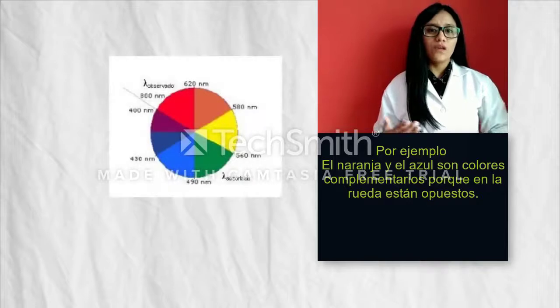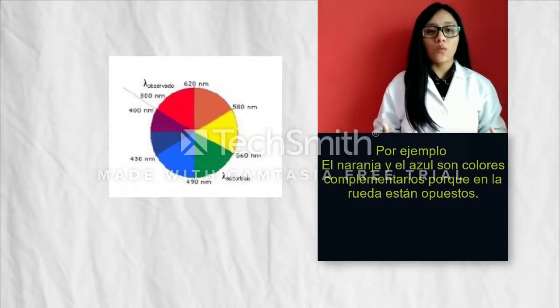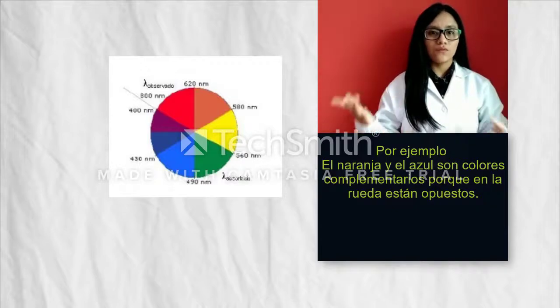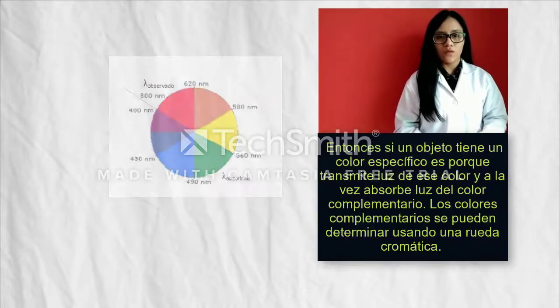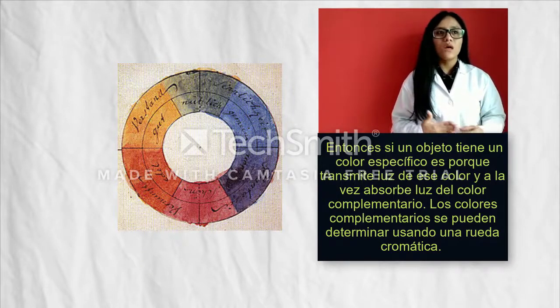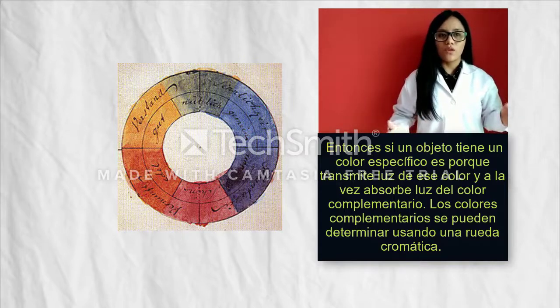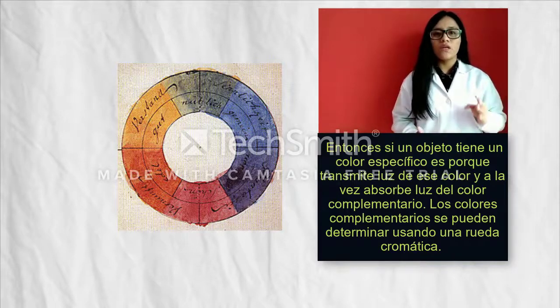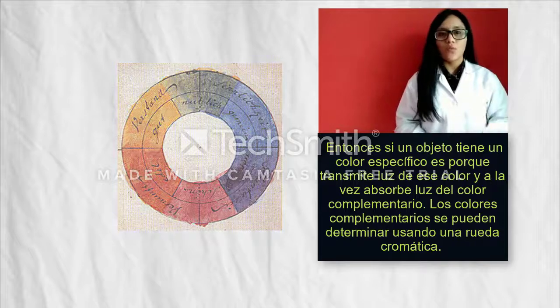For example, orange and blue are complementary colors because on the color wheel they are opposite. So if an object has a specific color, it's because it transmits light of that color and at the same time absorbs light of the complementary color. The complementary color can be determined using a color wheel.